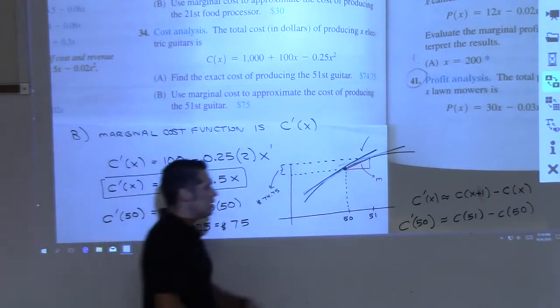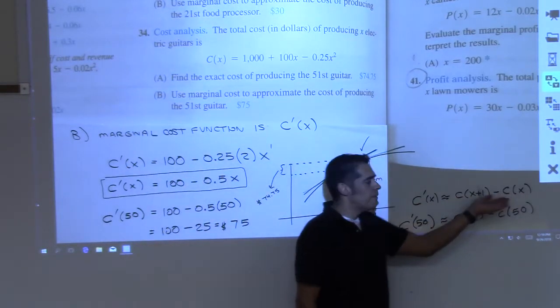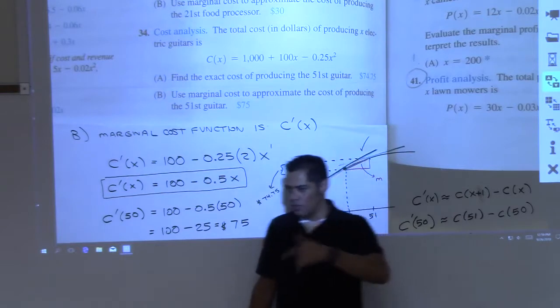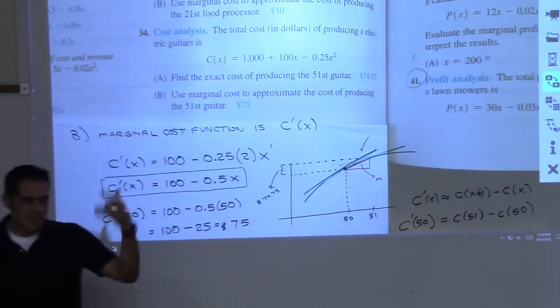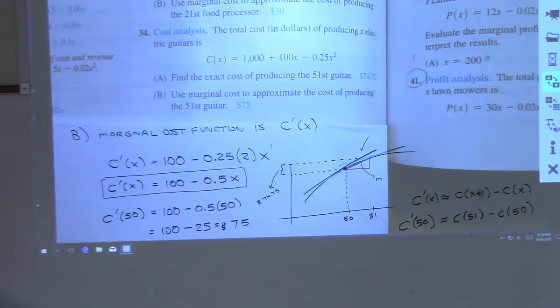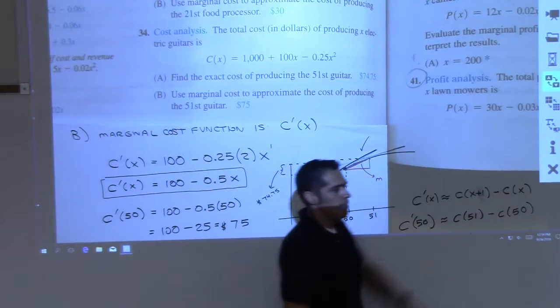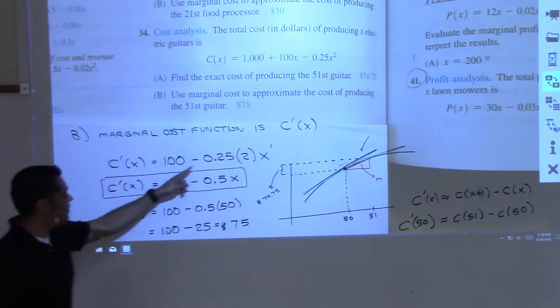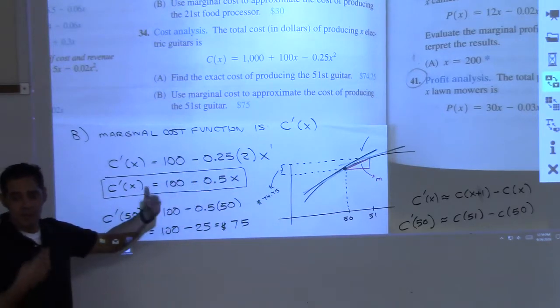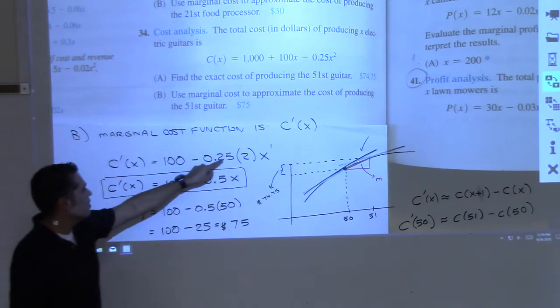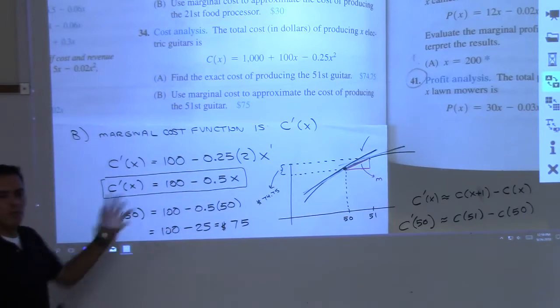And that's what this formula is saying. It's like, look, for the most part, we can use the marginal cost function instead of having to compute the difference of these two things. All we do is just take a quick derivative. Now that should be quick because we practiced. So we've got the quick derivative, then plug in the number, and we're done.